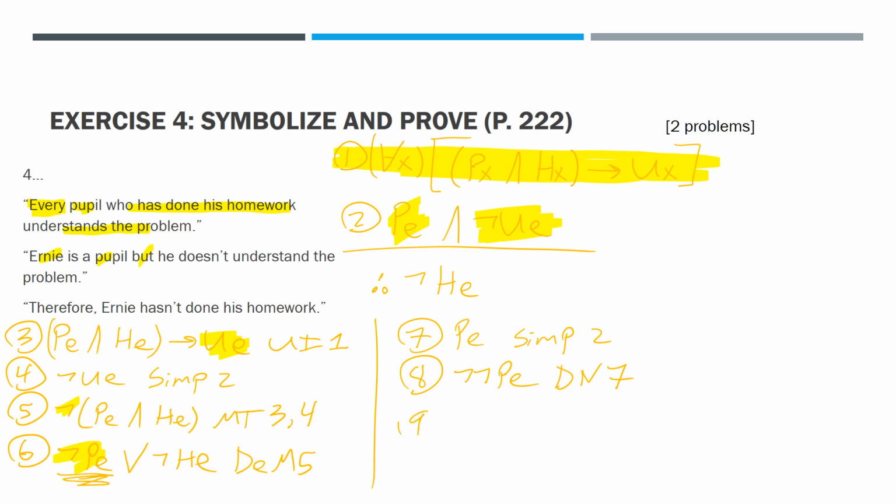And so for 9, we can say therefore not HE, because we have a disjunctive syllogism with lines 6 and 8. And so Ernie hasn't done his homework.